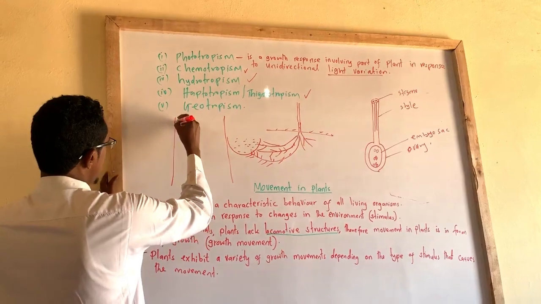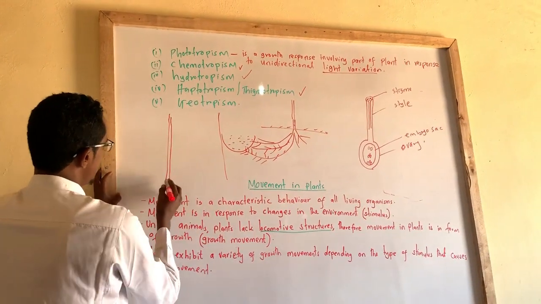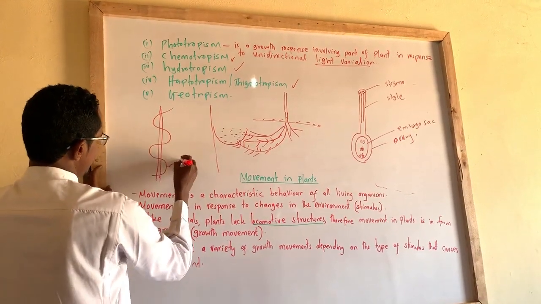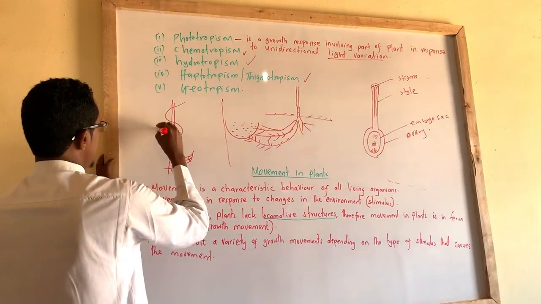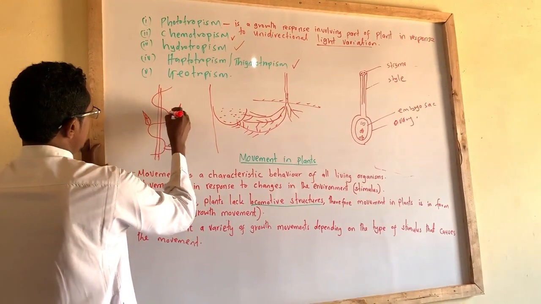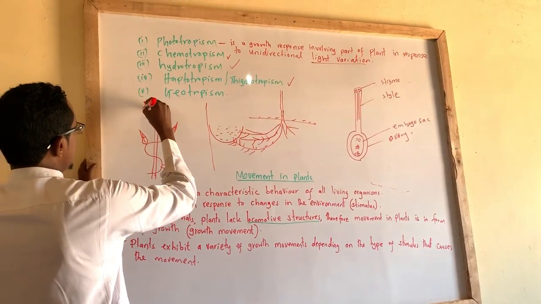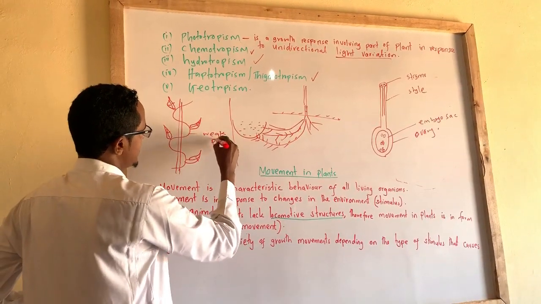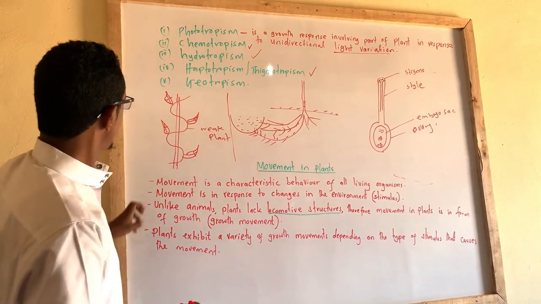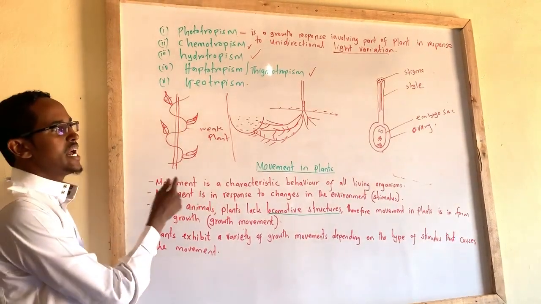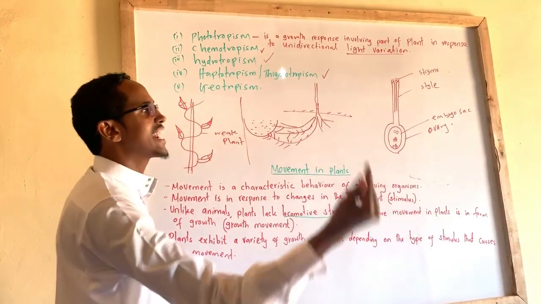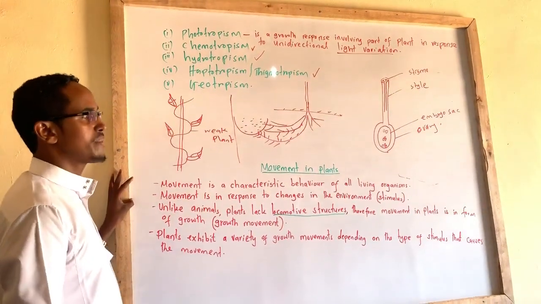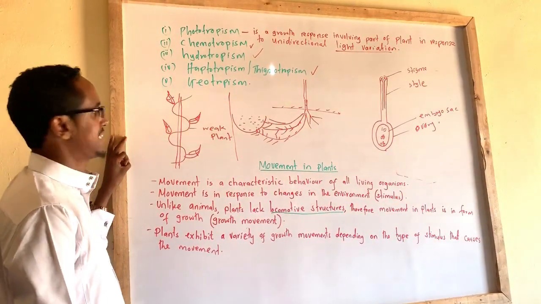For example, if this one is a strong plant, then we can have something like this. This is the weak plant. So you can see the weak plant growing around the strong one in order to seek strong or mechanical support from this particular plant.